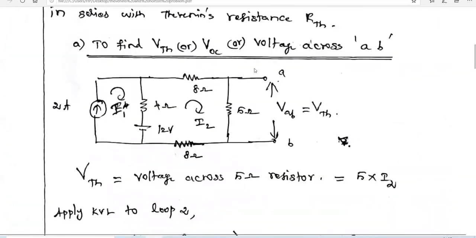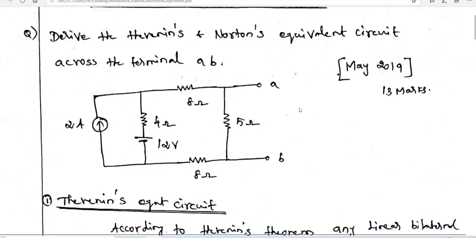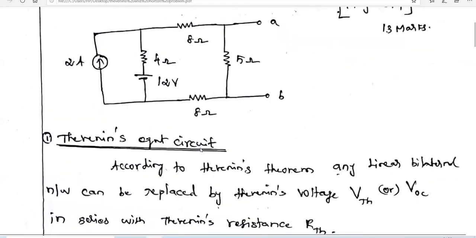Now the problem we are going to see: derive the Thevenin's and the Norton's equivalent circuit across the terminals A and B. This is a May 2019 question, a 13 mark question. For the same circuit we have to obtain the Thevenin's equivalent diagram and the Norton's equivalent diagram. First we are going to solve this problem using Thevenin's theorem.